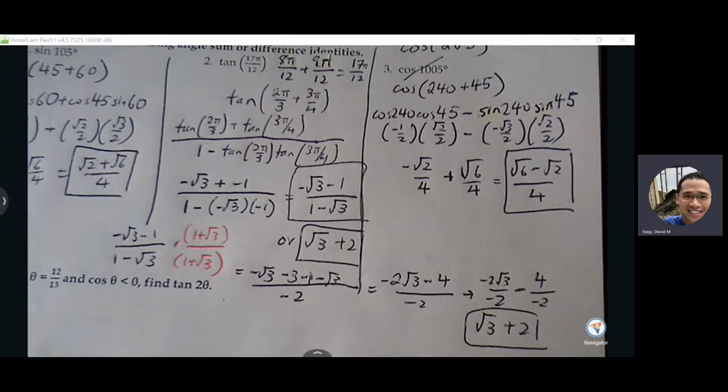You can subtract if the roots match. So if it was like 4√6 minus 2√6, then we can subtract it, we can make it 2√6. This is really 1√6 minus 1√2, they're not matching, so we can't combine them.